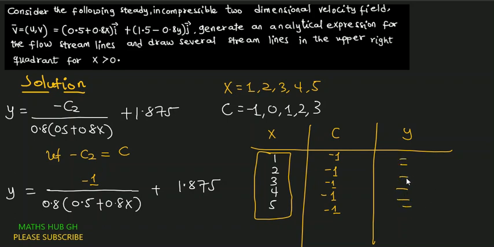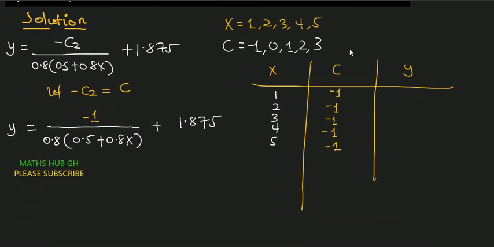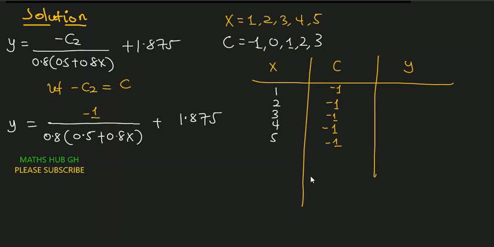After getting those y values, we repeat the x values again. You start the x values from 1, then end at 5 again: 1, 2, 3, 4, 5. Then you repeat the c values. Our next c value will be 0, so you're going to have 0, 0, 0, 0, 0.